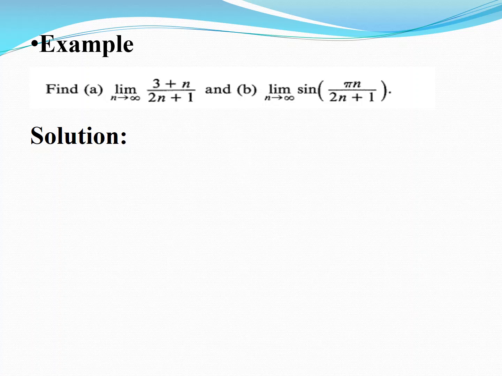This is an example to find the limit of these two parts A and B. Limit as n approaches infinity of (3 plus n) divided by (2n plus 1). And second part, sine of (pi n divided by (2n plus 1)), where n approaches infinity. We have to evaluate the limits.